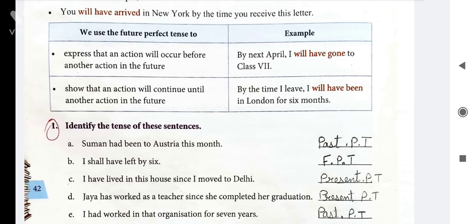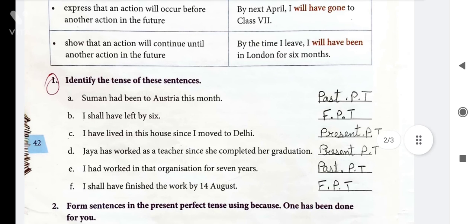Got it? Now the second point, show that an action will continue until another action in the future. So before another action starts, that particular action is being continued. For example, by the time I leave, I will have been in London for 6 months. By the time I leave, I'm leaving. I will have been in London. I will be in London for 6 months.